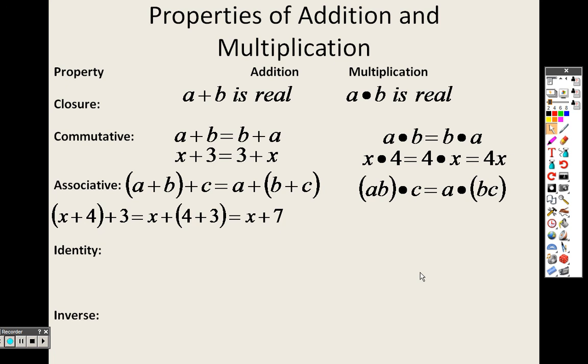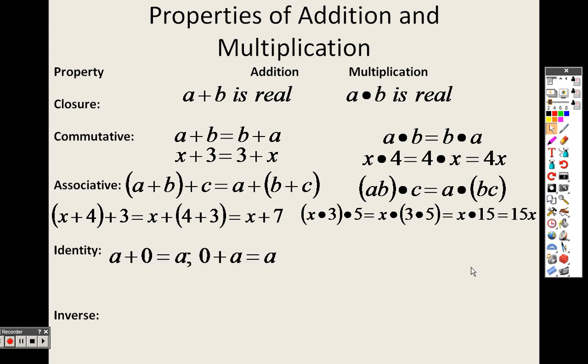Well, it's the same with multiplication. The order of multiplying doesn't matter. So if I have these two grouped together first times c, it doesn't matter if I do a times those two at the end. So 3 times x times 5 is the same as me saying x times 3 times 5, which is 15x. Either way you slice it, you're going to get 15x.